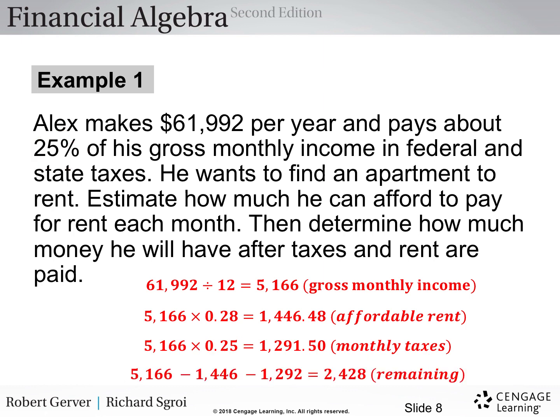Now, if we take the amount he can afford to spend on rent plus the amount he's paying in federal and state taxes, add those two together and subtract them from his monthly gross income, we get $2,428 as the amount that's remaining after he pays rent and his federal and state taxes. So this is the amount he has left for things like food, transportation, entertainment, and any other expenses he might have in the month, as well as savings.